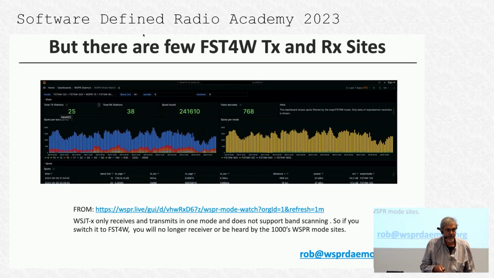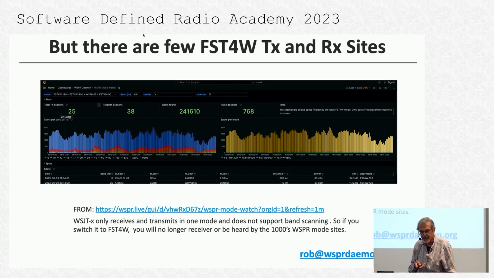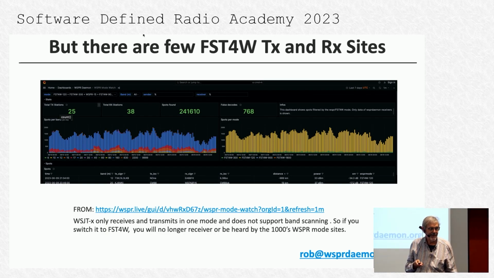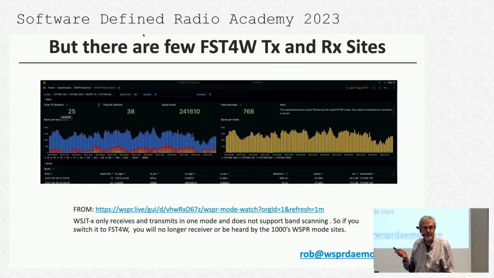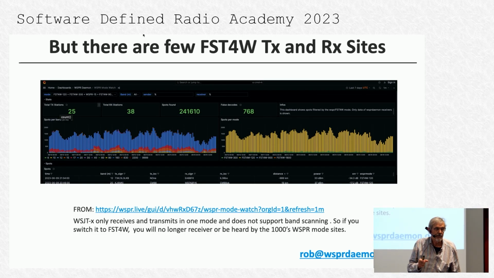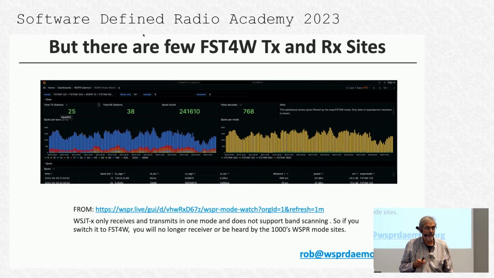data. In contrast, there are very few sites transmitting and receiving 4W. Arnie's page allows us to select for the type of packet, and we can see here that over that same 24-hour period, there were only 25 different transmitters out of the 2,800. So only 1% of the transmitting sites were running FST4W transmitting. And similarly, although not as importantly in a way, there were only 38 receive sites that were listening for and reporting the 4W packets.